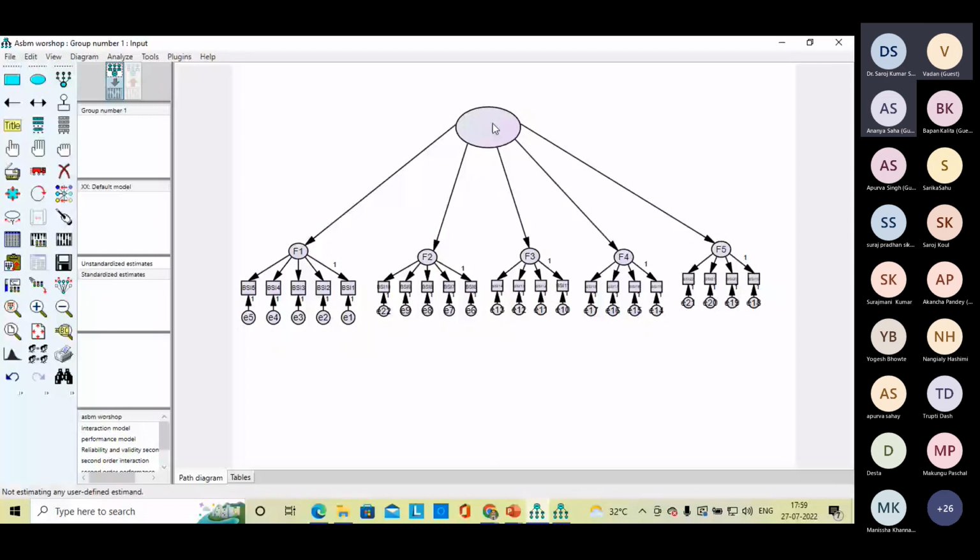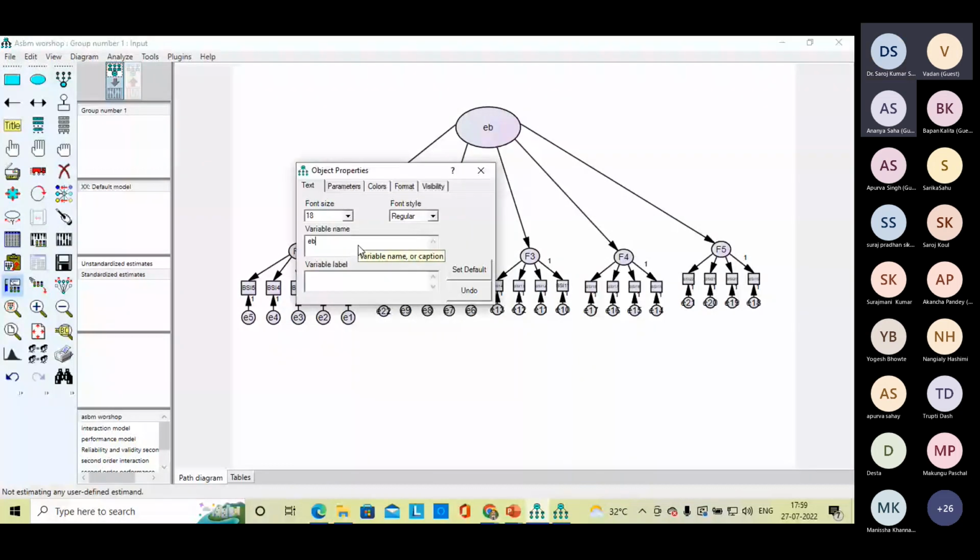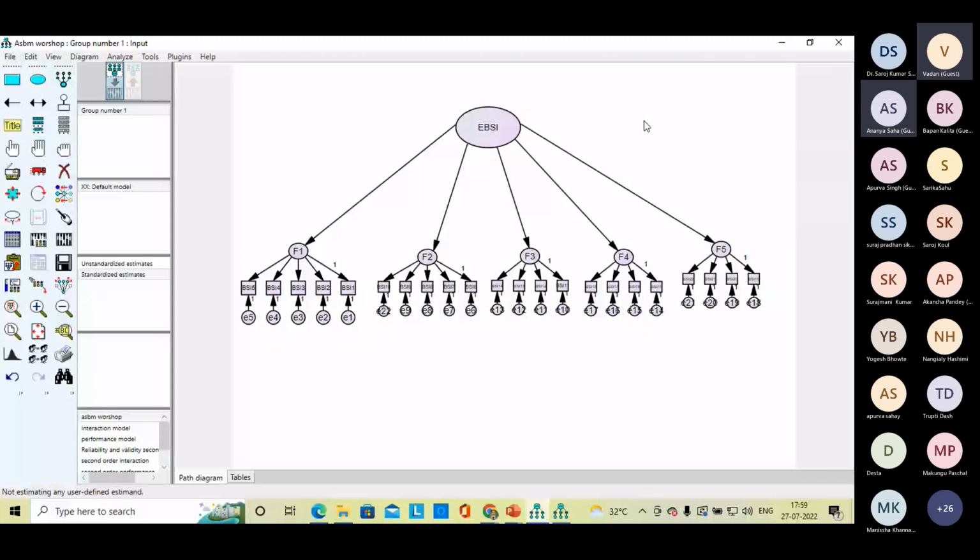Here I need to name it. It is EBSI. I have named it. Please all of you name it EBSI. Named it. Have all of you done it? Yes, sir.